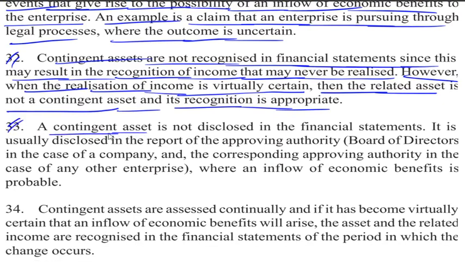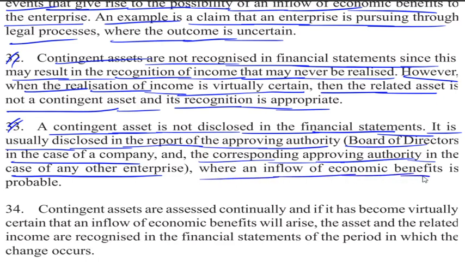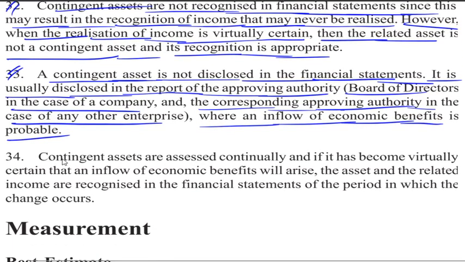A contingent asset is not disclosed in the financial statements. It is usually disclosed in the report of the approving authority, that means the board of directors in case of a company, and the corresponding approving authority in case of any other enterprise, where inflow of economic benefits is probable.